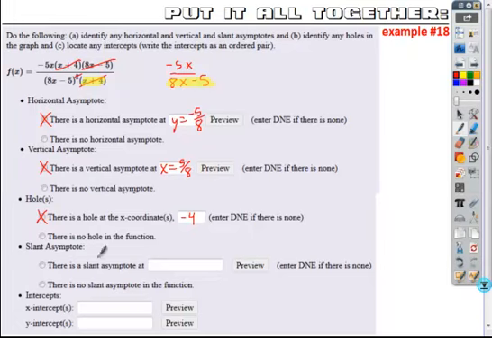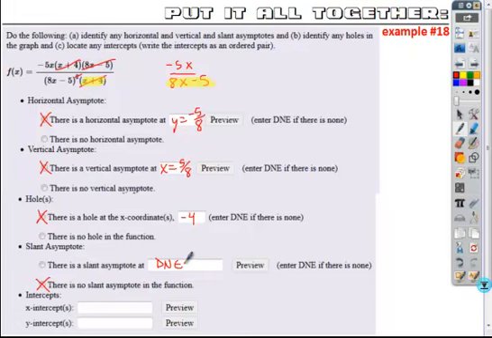Okay, and then finally, slant asymptote. This slant asymptote is only going to exist if the degree of the numerator was higher than the degree of the denominator. Is that the case here? No, so there is none. So you could write does not exist.